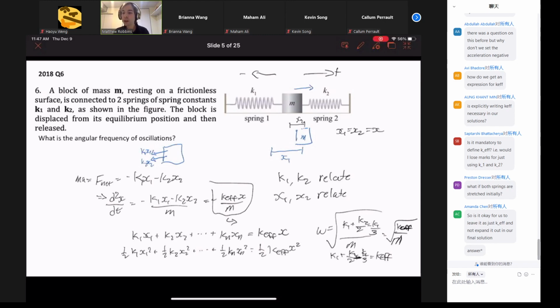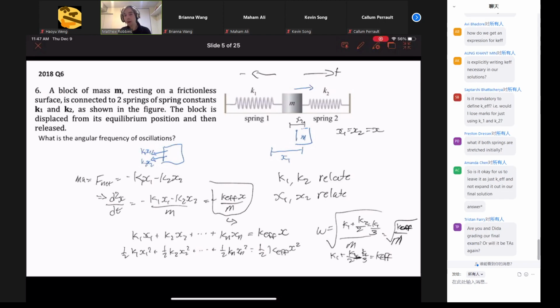What if both springs are stretched initially? In this case, that won't be possible. The reason is that in this setup, if we stretch one spring, we automatically have to compress the other spring. There are ways in which we can cause multiple springs to compress, or one spring to compress and one to expand, but that really depends upon the specific setup we're considering.